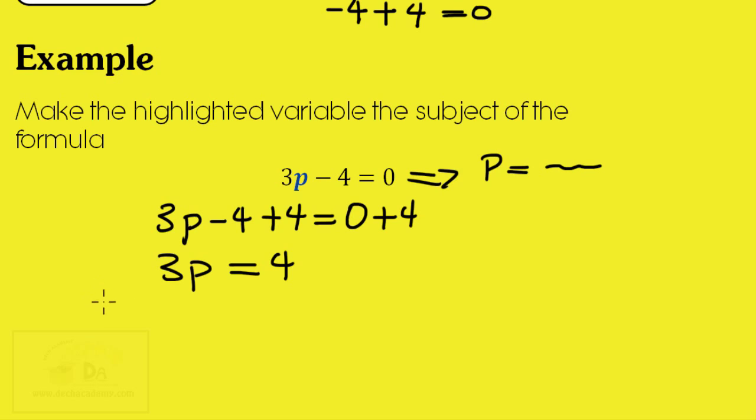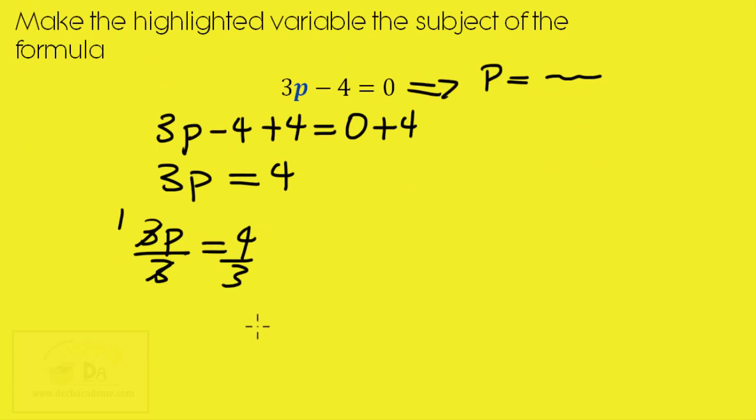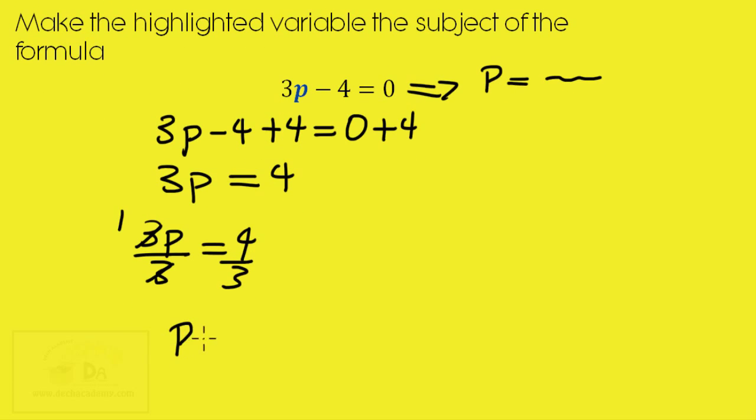Dividing through by 3 gives us that final form, because we're just getting rid of the 3, and if you divide 3 by 3 you get 1. So dividing through by 3, which is kind of what we're doing here, 3 here, 1. This gives p equals 4 over 3.